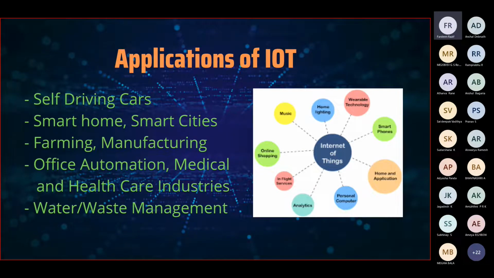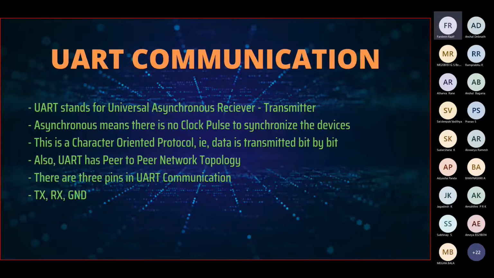And now, as I said earlier, in IoT, the devices need to communicate with each other. So now we'll see how devices actually communicate with each other and what are the different ways through which the devices communicate. So the first communication protocol or method is UART. This is one of the oldest and most widely used communication protocols. UART stands for Universal Asynchronous Receiver and Transmitter.